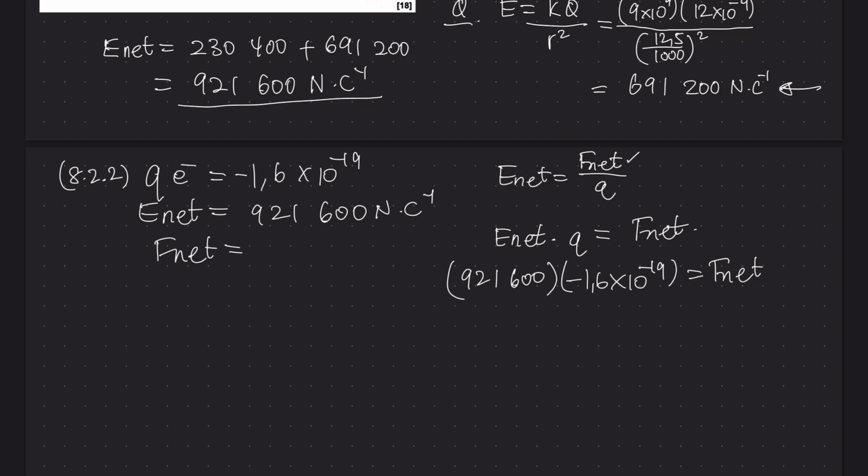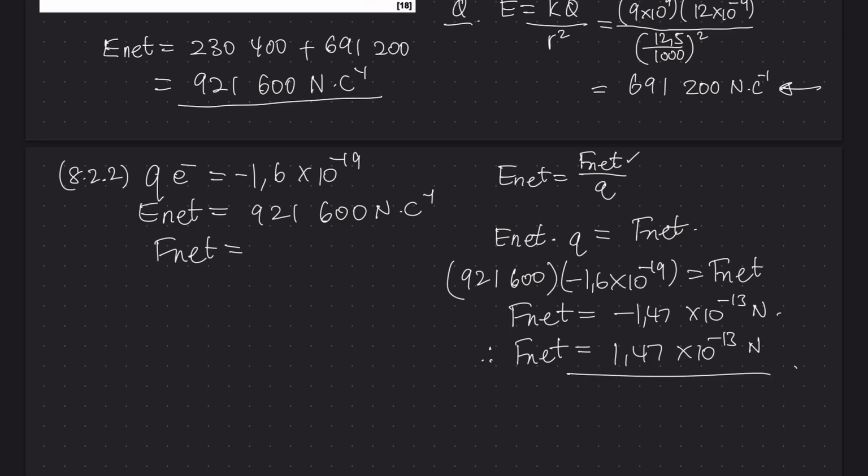That's going to give me F net. And if you multiply those two values, you're going to get F net equaling minus 1,47 times 10 to the negative 13 newtons. Now remember, with a force, the negative gives you direction. They don't care about the direction in this question. They don't want the direction in this question. So just leave the answer as positive. So we'll say, therefore, the F net is 1,47 times 10 to the negative 13 newtons. Okay?